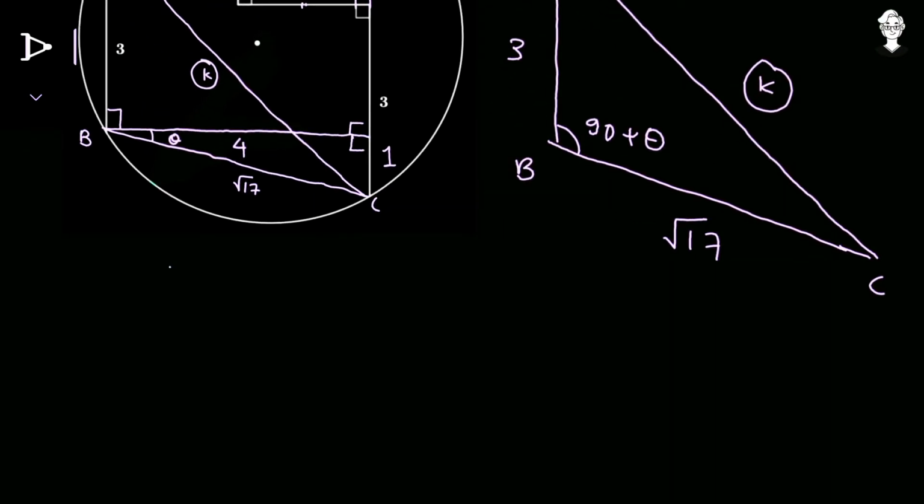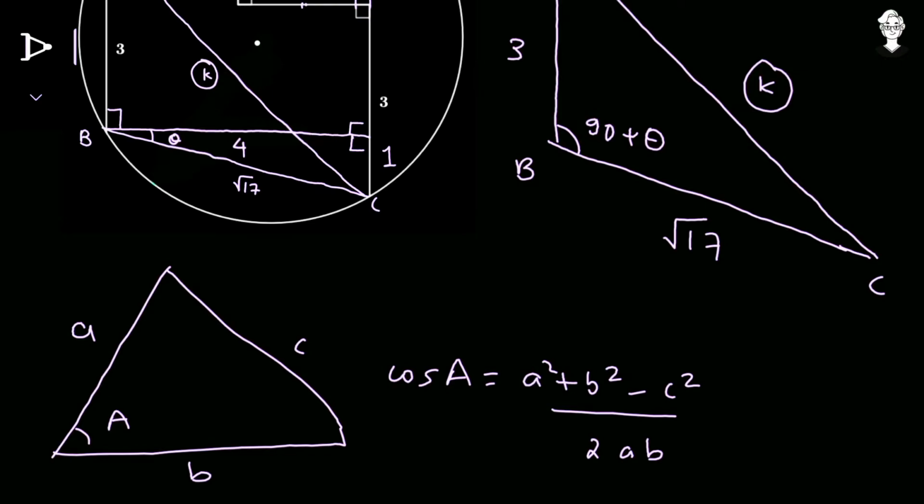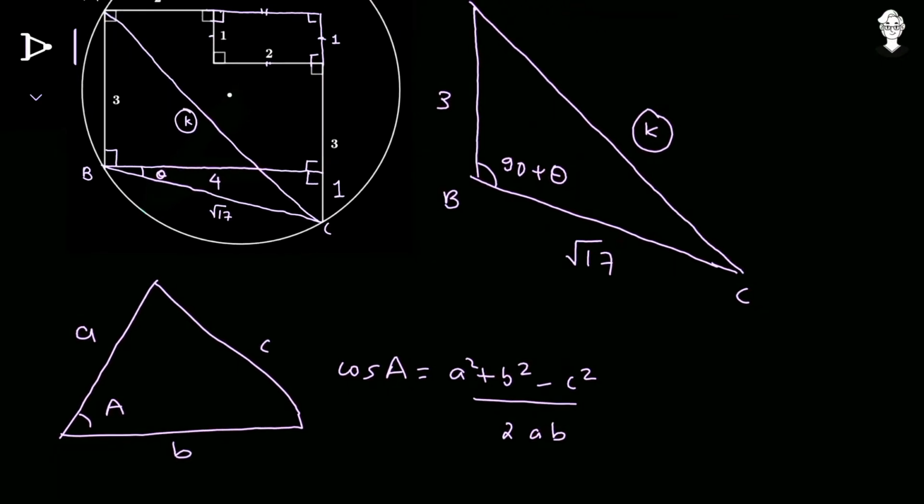If we have a triangle like this, take any of its angles, let this angle be angle A, and the sides are a, b and c. Cos of that angle, cos of A, is equal to the squares of the adjacents added together. Adjacent to angle A are b and c, so b square plus c square, minus the square of the opposite, which is a, so minus a square, upon 2 times the product of adjacents, so 2 times b times c. This is the value of cos of an angle in any triangle.